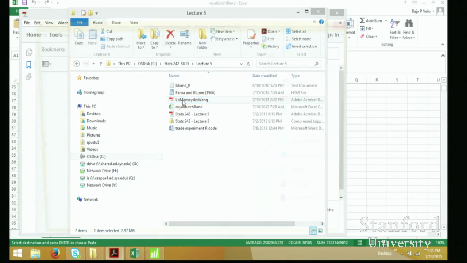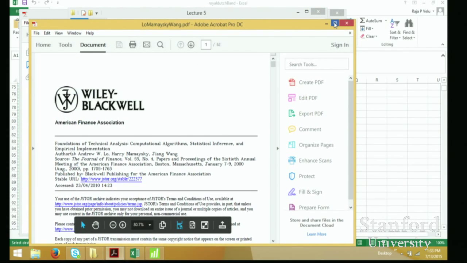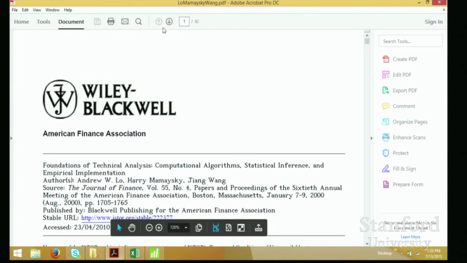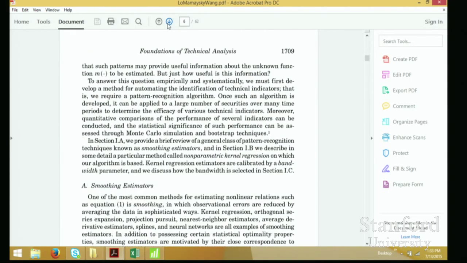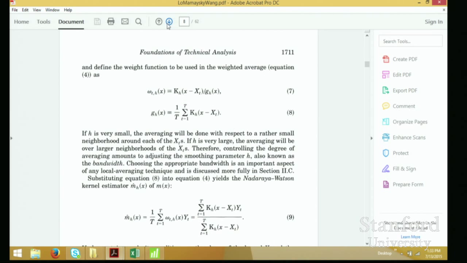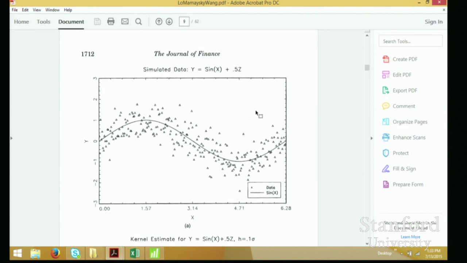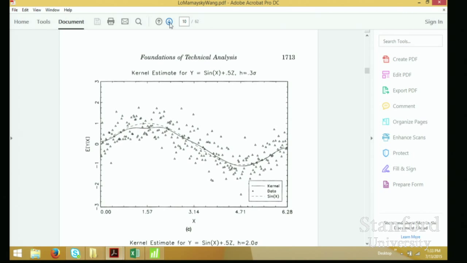The paper to read is by Lo, Mamaysky and Wang. I am not going to dwell too much on this because these are purely smoothing techniques. This is how they do it. If you look at this graph here, they run a smooth graph around that. This is simulated data. There is actual data too. Let me show you that.